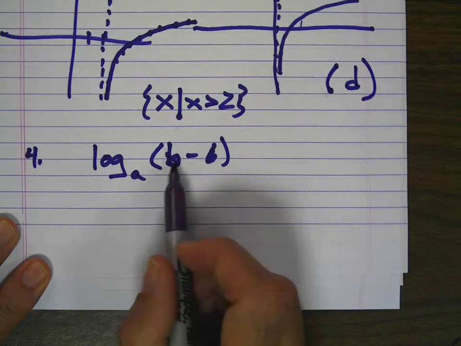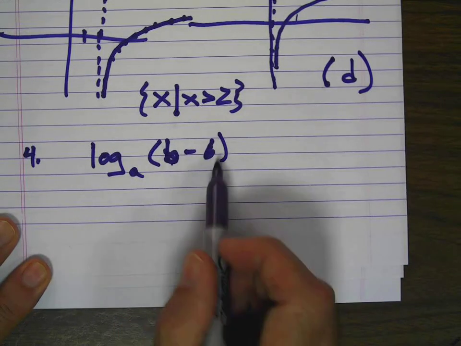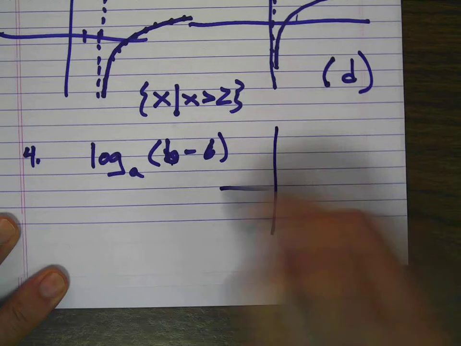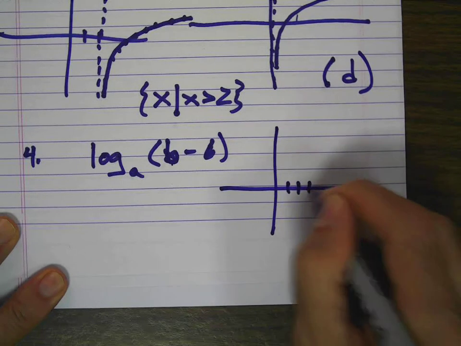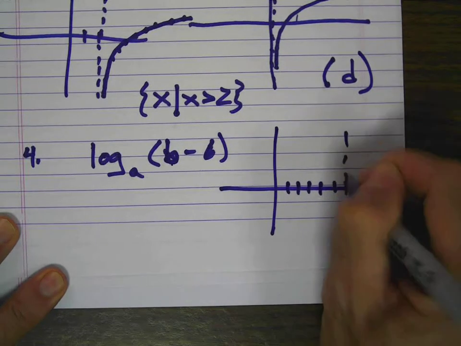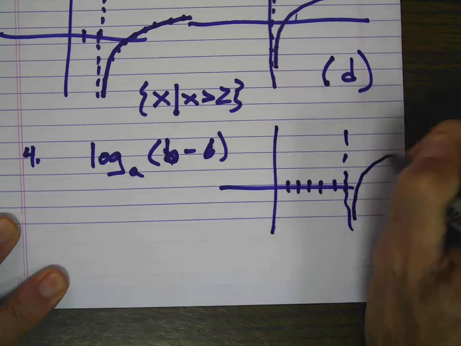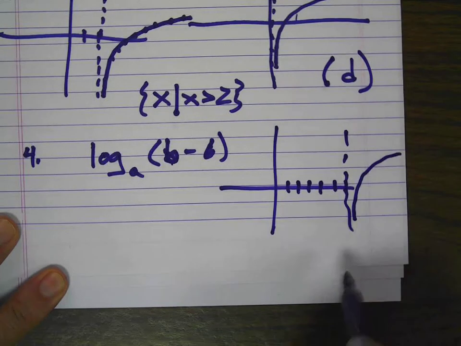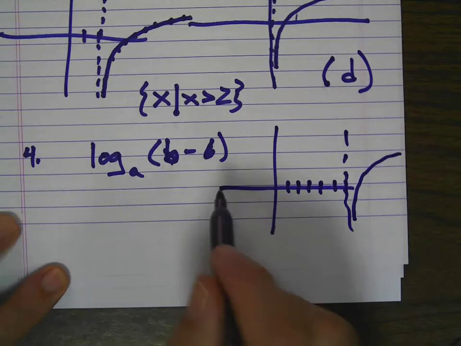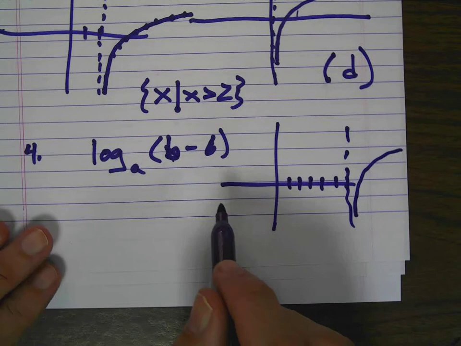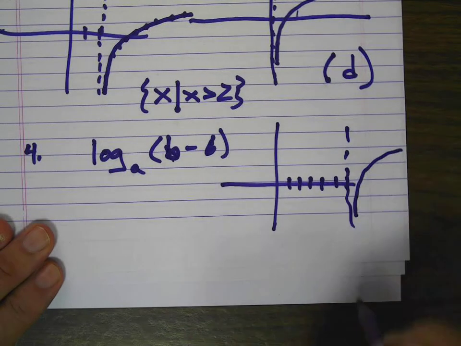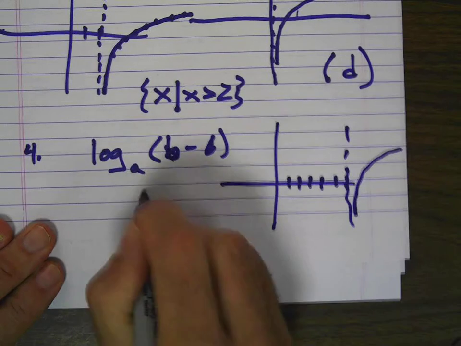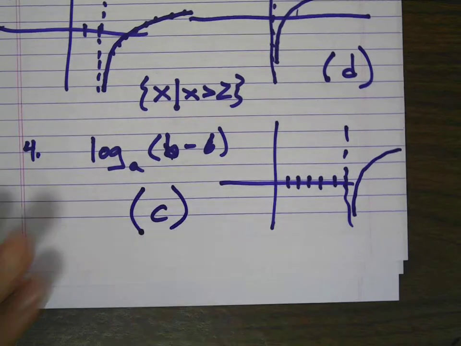Remember that we're asking what value of b will make this equal to 0, and the answer is 6. So this has moved to the right 1, 2, 3, 4, 5, 6 units. That graph is going to look like that, and the vertical asymptote is at 6. So the answer to number 4 is x equals 6, which is C.